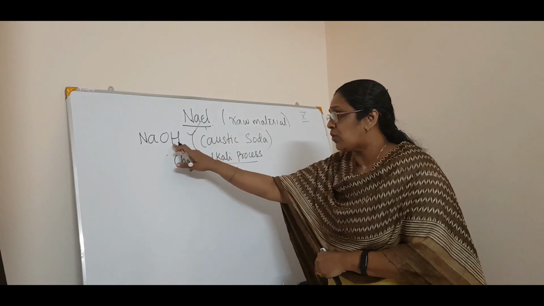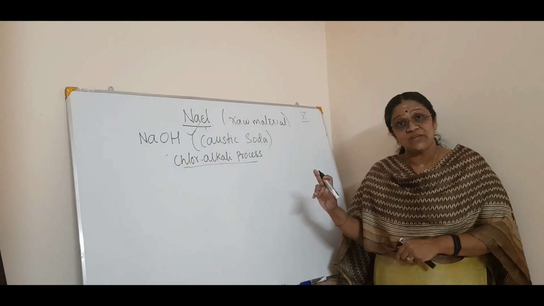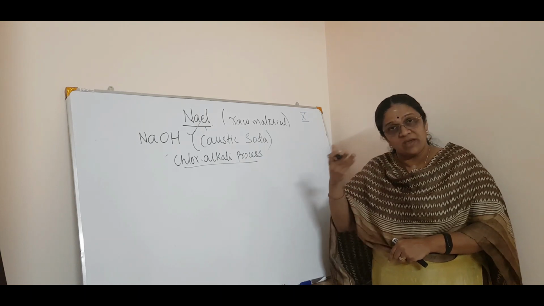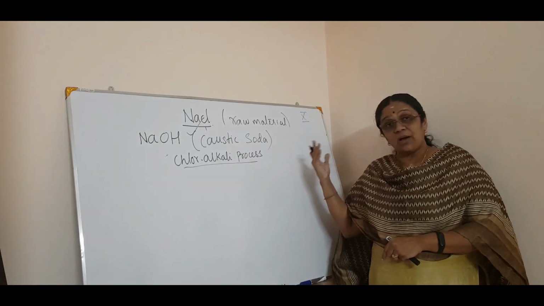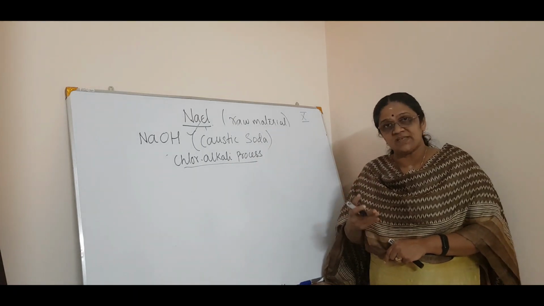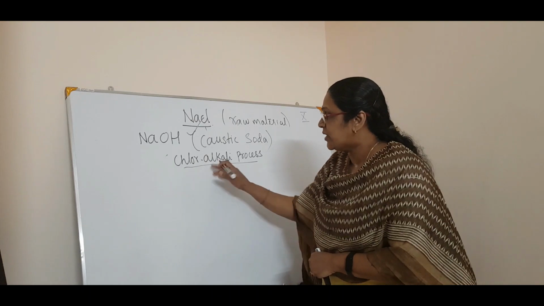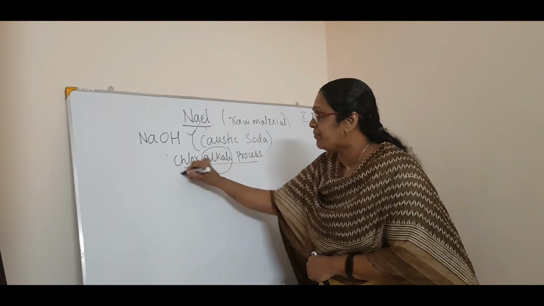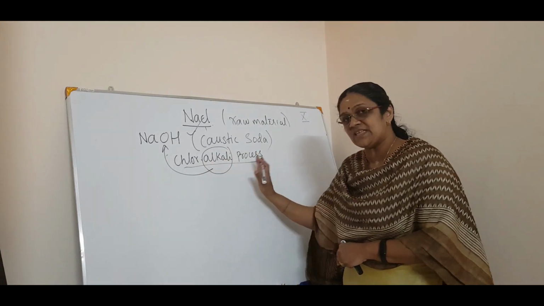You know sodium hydroxide is an alkali, and it is a corrosive base. What is corrosive? Fuming, isn't it? It's a fuming base. Whereas soda and baking soda are all non-corrosive bases. So sodium hydroxide is a very corrosive base. So here there is an alkali, which is sodium hydroxide, and chlor means chlorine. So we will see what happens in this process.